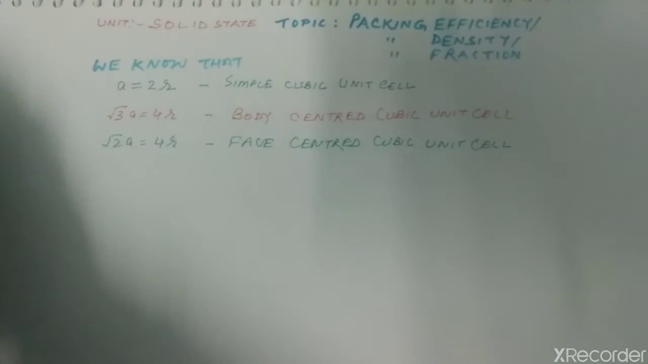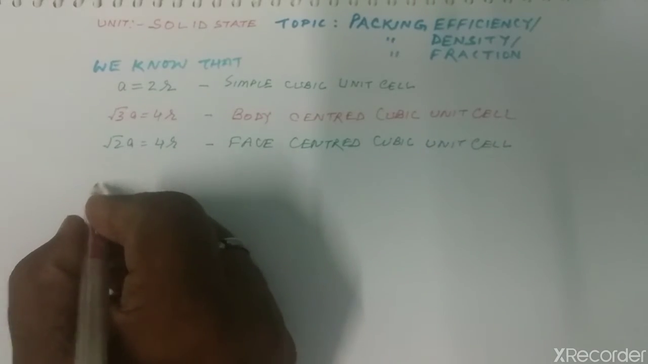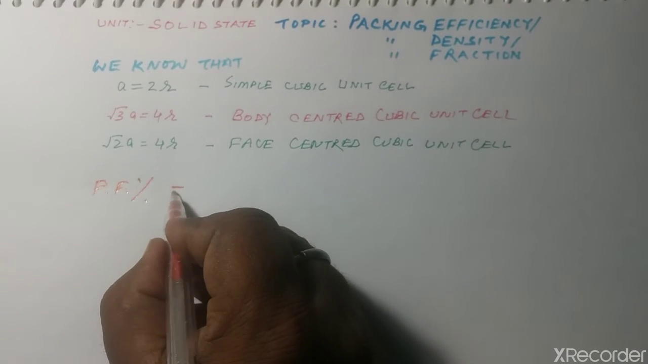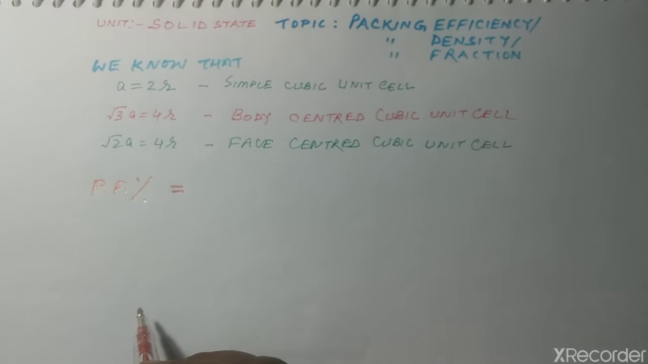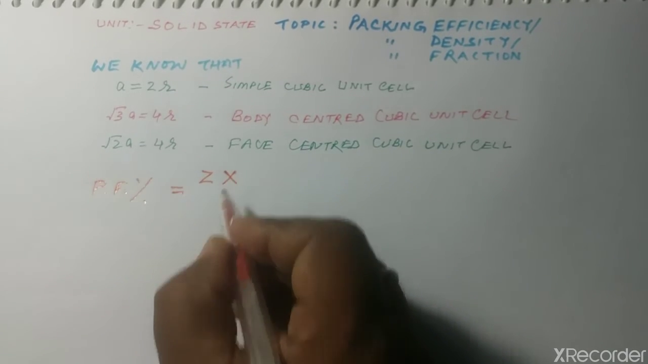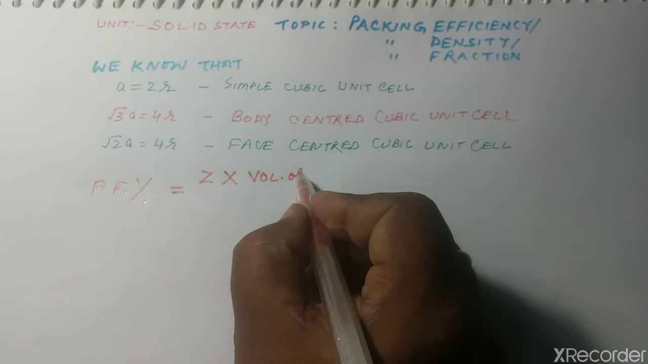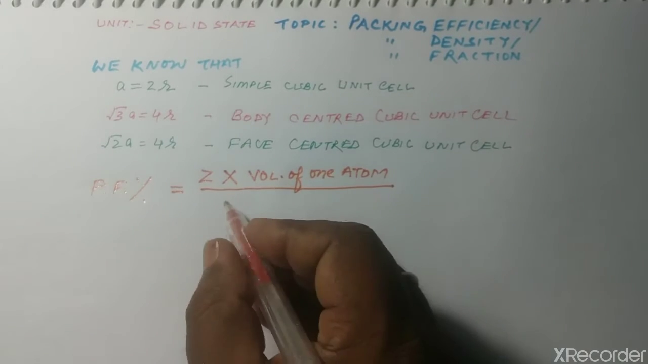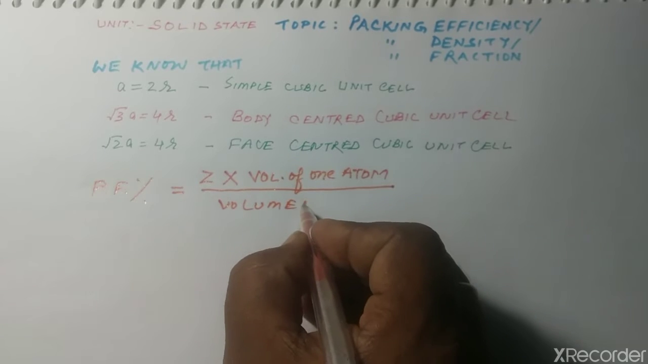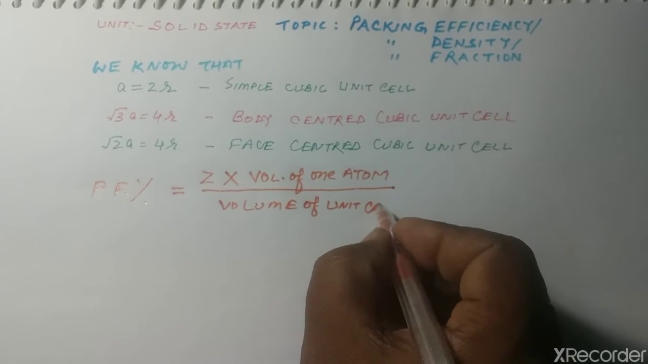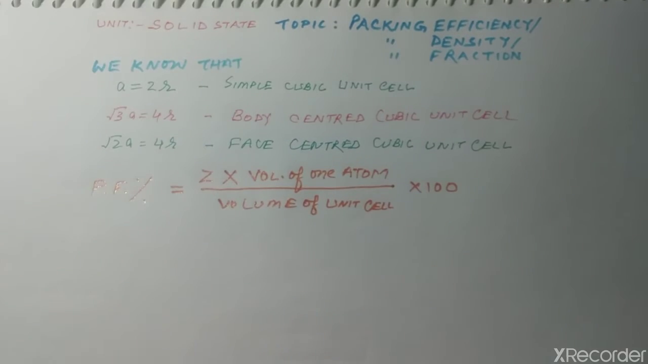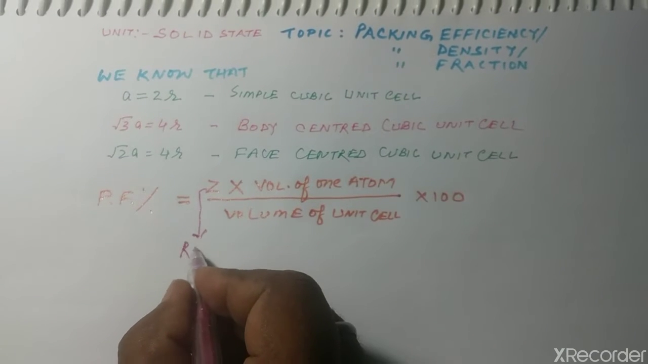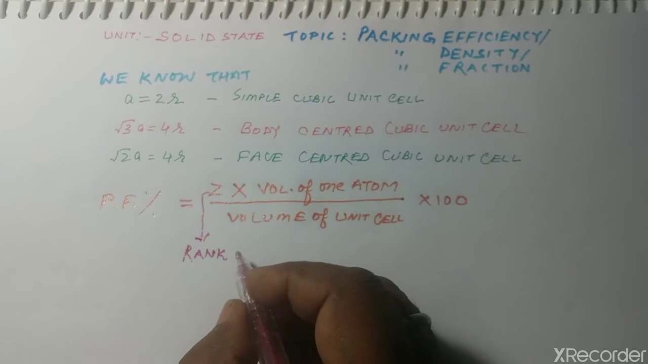Okay, this we know. Now, packing efficiency or the packing fraction in percentage is equal to Z into volume of one atom upon volume of unit cell into 100, where Z is the rank of unit cell. For this you can see our previous lecture.